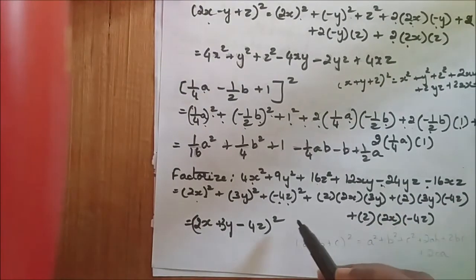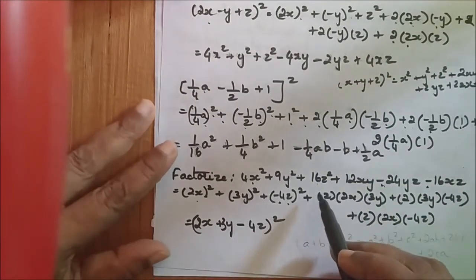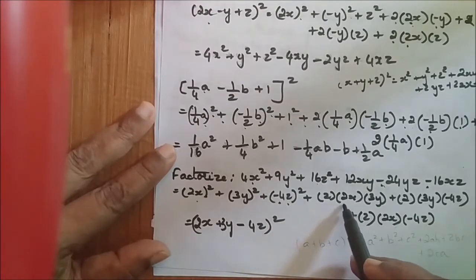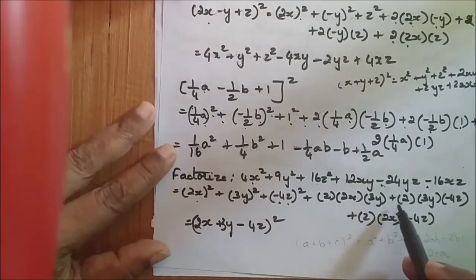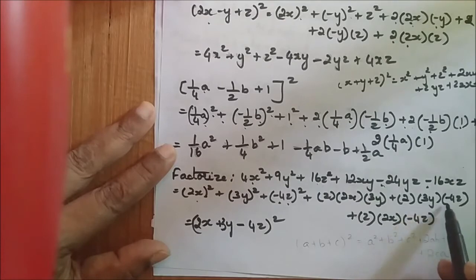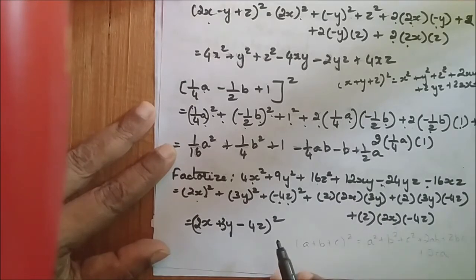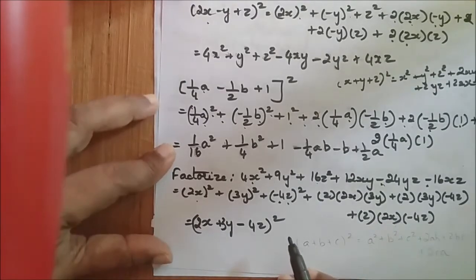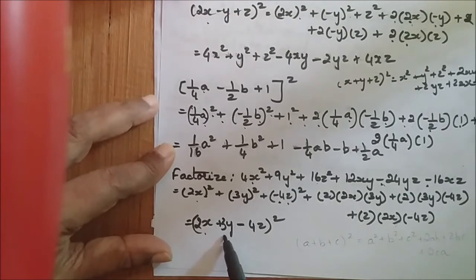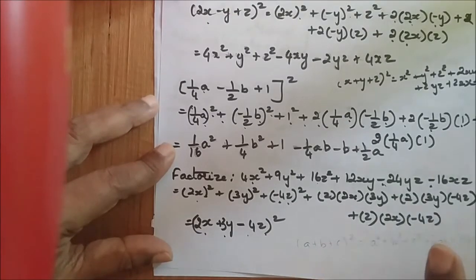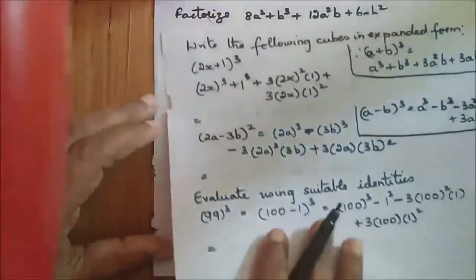Okay, so it is (-4z) the whole squared plus 2 into 2x into 3y plus 2 into 3y into -4z plus 2 into 2x into -4z. Okay, I hope you understood. So this is nothing but (2x + 3y - 4z) the whole squared. That is the answer to this problem.